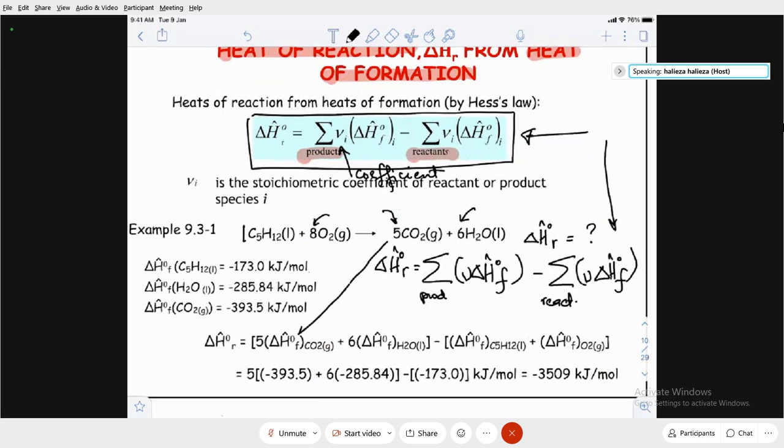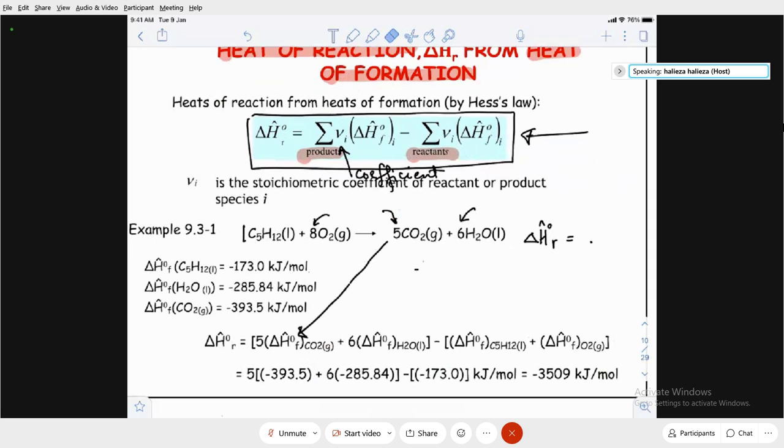That's the reactor. Sorry, the product. I'm going to erase this because it's the same thing as the one listed there. That's your reactant. Sorry, product. These are your products. And these are your reactants.